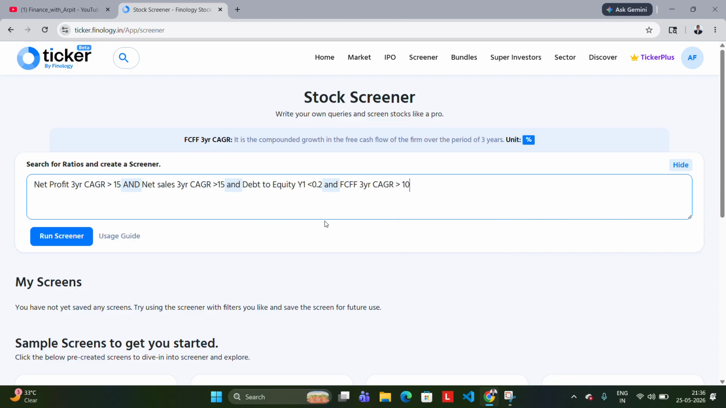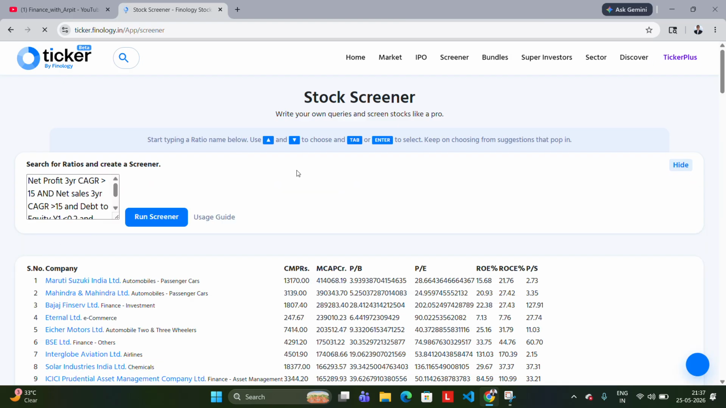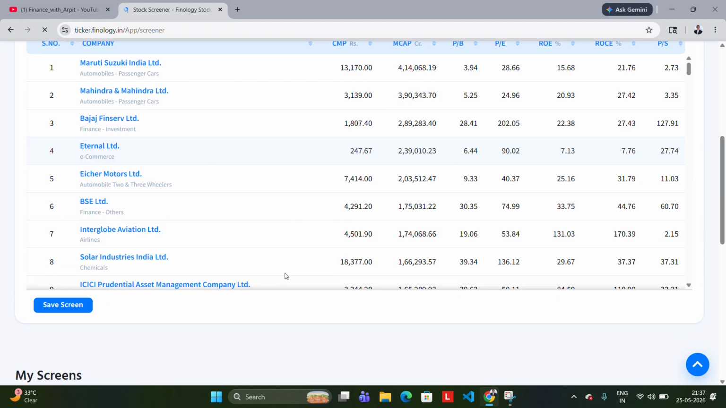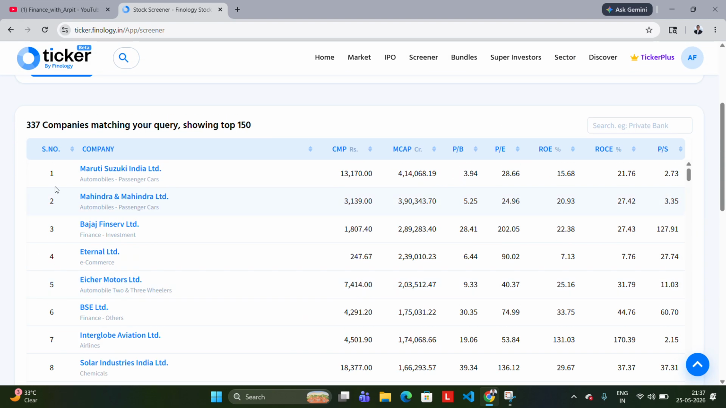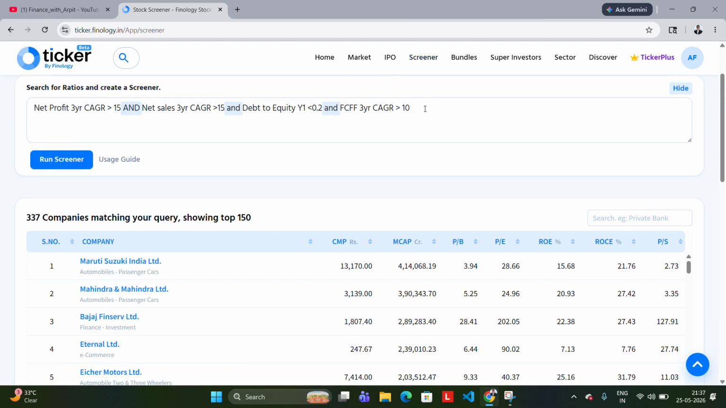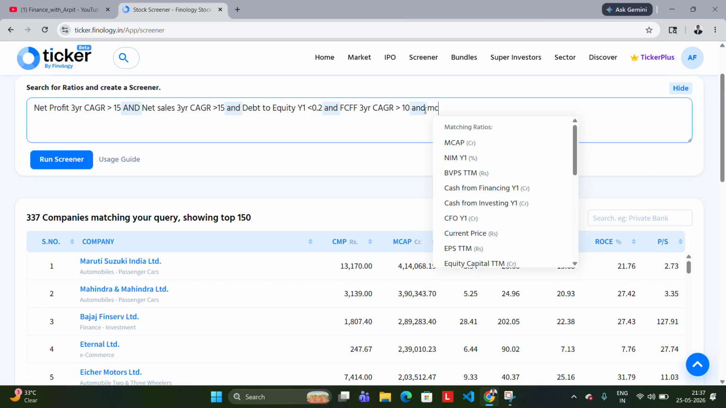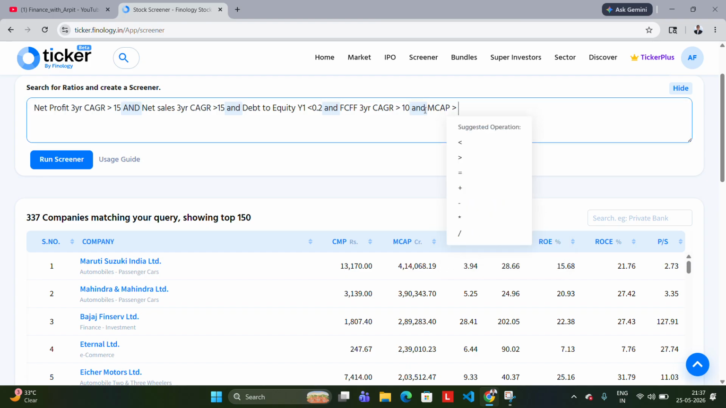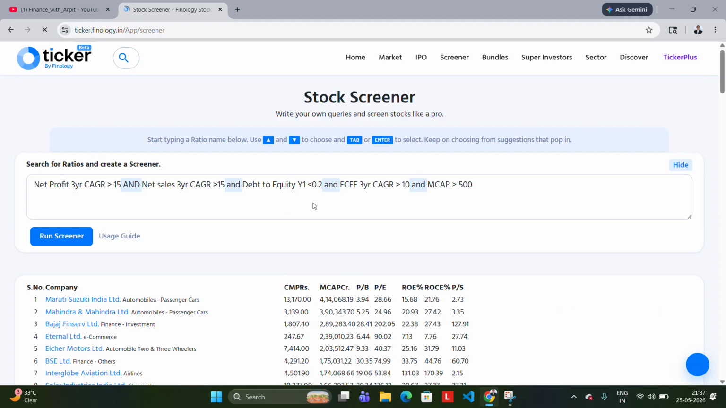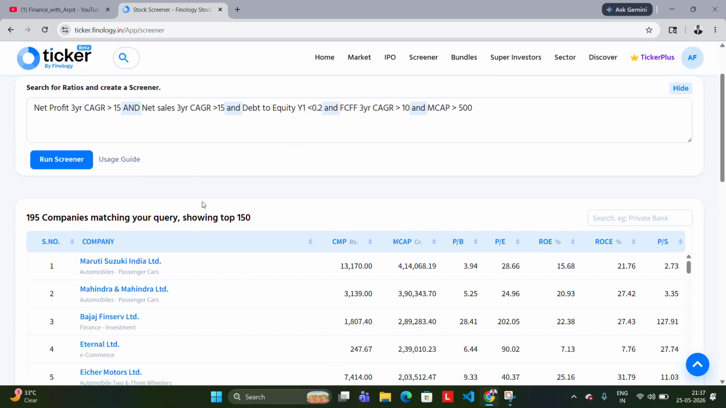We can filter based on many other ratios, but let me show you. You will get all the companies here. We still have a huge number of companies, so for example, we want stable companies, so the market cap should be greater than 500 crore. Let's see how many companies we can filter out. Yeah, it went from 337 to 195, so all the small companies have been eliminated.